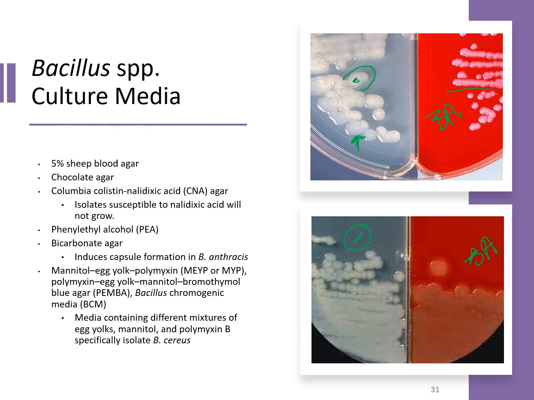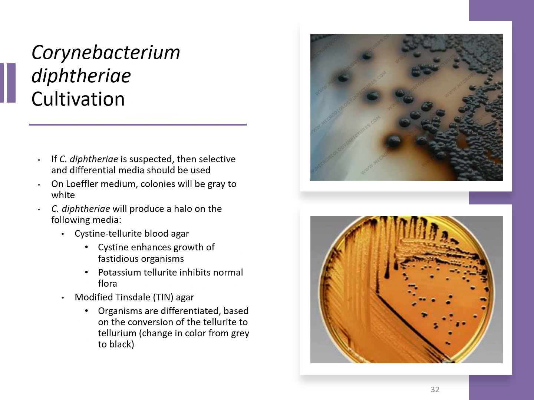And then you also have a couple of other medias that can help to differentiate these organisms. With your Corynebacterium, you could use these two different types of media here. So like your Tinsdale media, where your organisms would give that black appearance or that black halo appearance when it's cultured onto those agar plates.